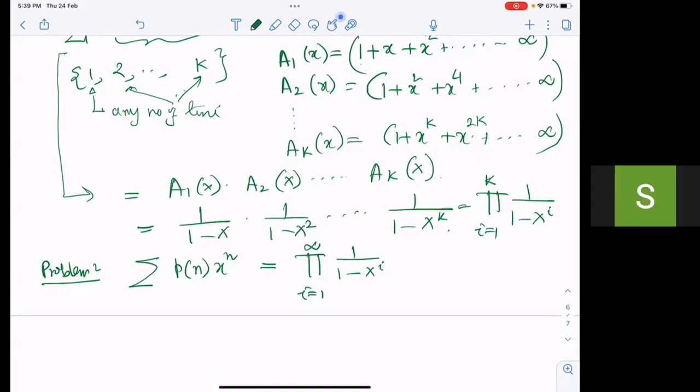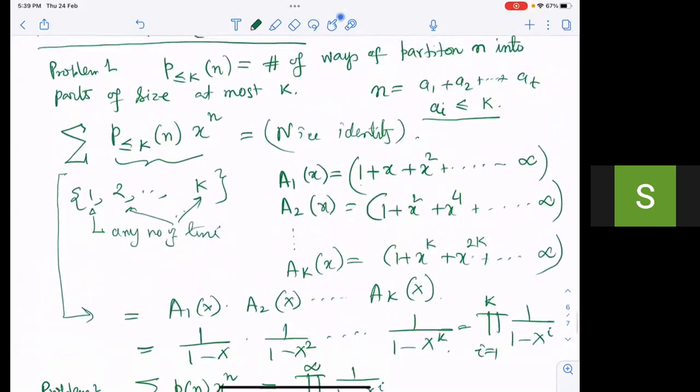So in the first problem, is t fixed, the number of summands? The number of summands, you mean how many is that t? Yes. No, t is not fixed, t could be anything. I mean, by definition there are no divergence issues because p_k(n) is a finite quantity. You cannot use more than n in the summation.